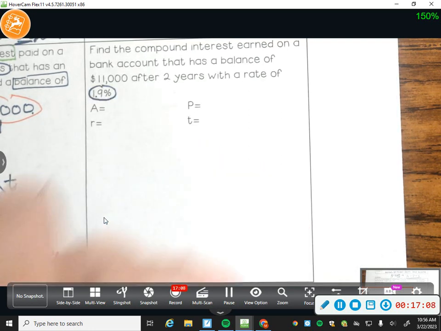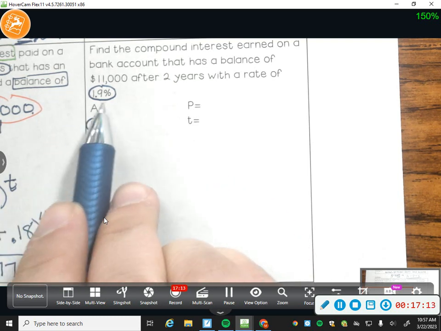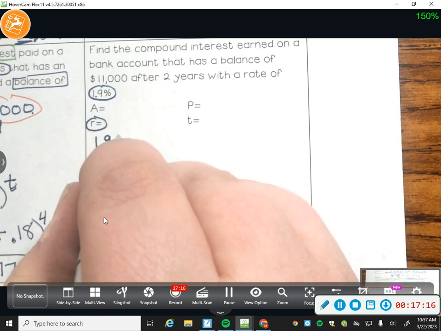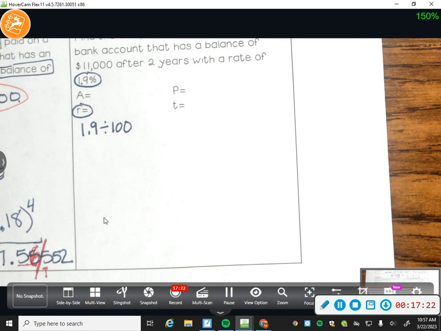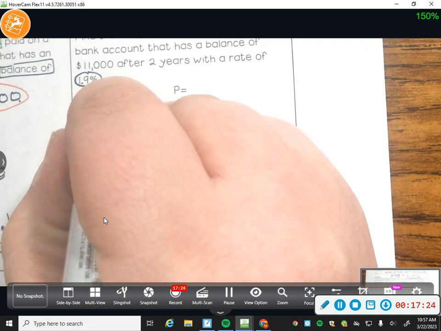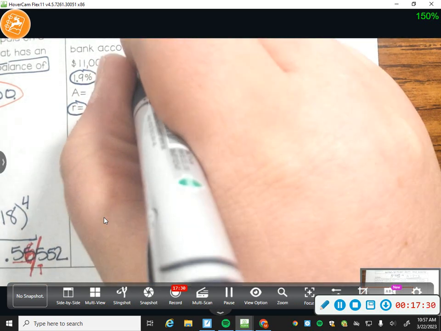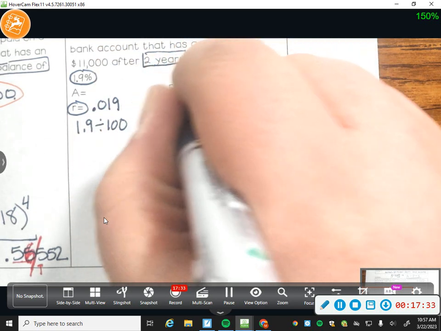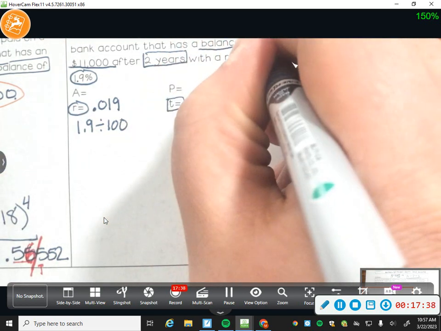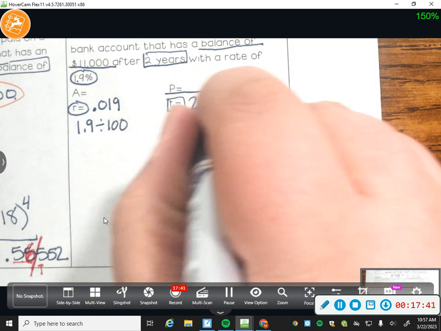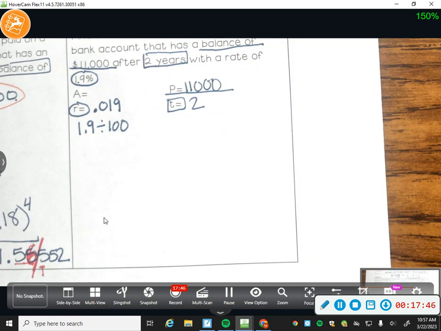That's got the percent, so I know it's the rate. But I'm not allowed to use 1.9 since it has a percent sign. So I have to do 1.9 divided by 100. And in the interest of time, I'm not going to show you on the calculator, but that is 0.019. Okay, and then I've got 2 years, so T is 2. And then there's $11,000 balance. Since that's the loan balance, that's going to be P, or the principal. And we don't know what A is.